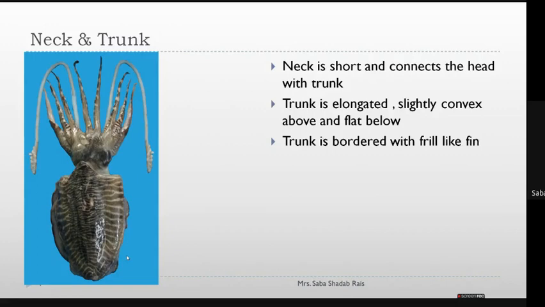The anterior dorsal surface of the trunk is darker, slightly convex, and hard due to the presence of the shell inside it. The posterior ventral surface is soft and flat.